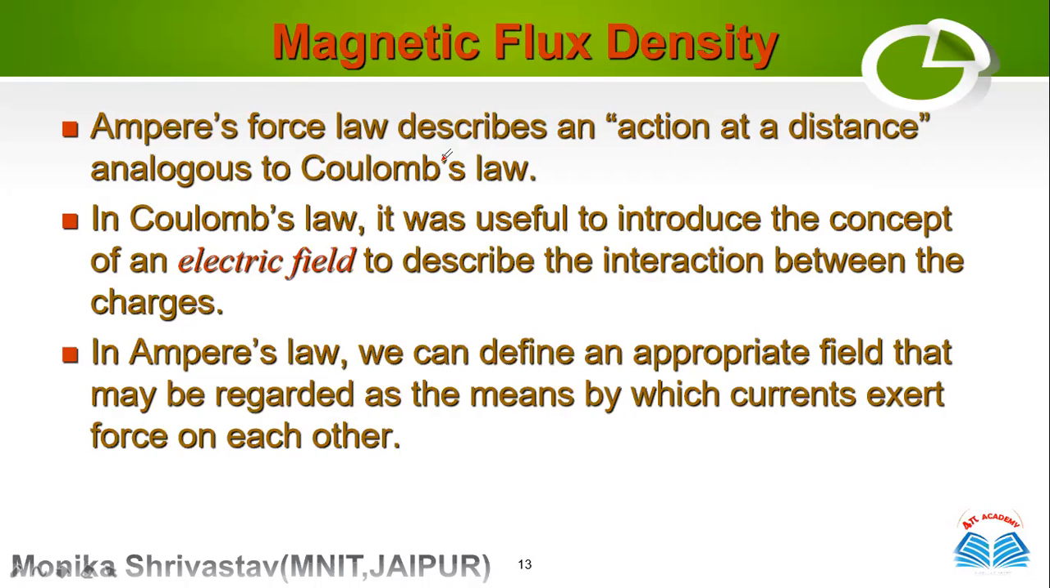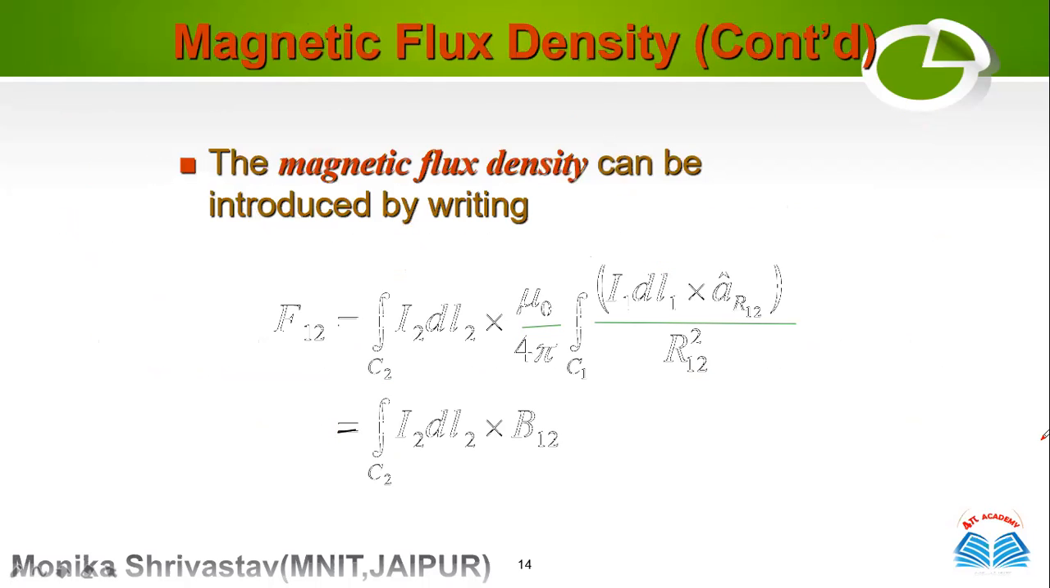So Ampere's first law describes an action at a distance, which is analogous to Coulomb's law. What was Coulomb's law? In Coulomb's law, it was useful to introduce the concept of electric field to describe the interaction between charges. Now, in Ampere's law, we can define an appropriate field that may be regarded as the means by which currents exert force on each other. Electric field was about force between two charges. Ampere's law is about force between two currents. This is the major difference, and this difference will be useful while we solve the questions.